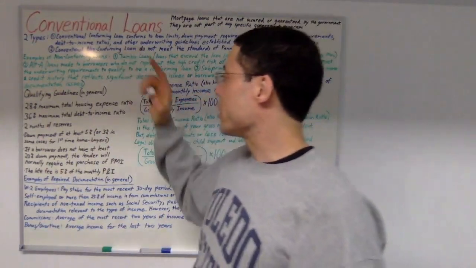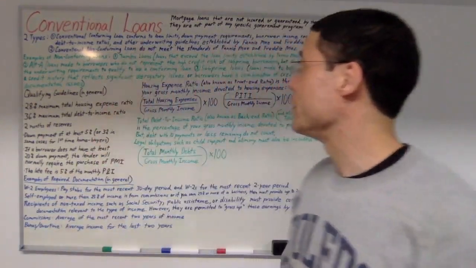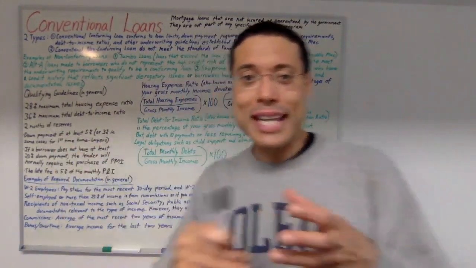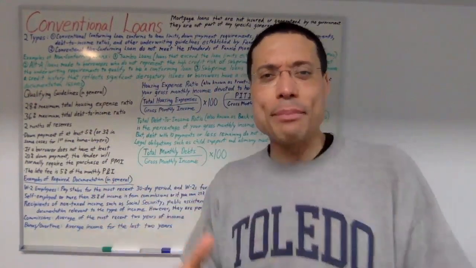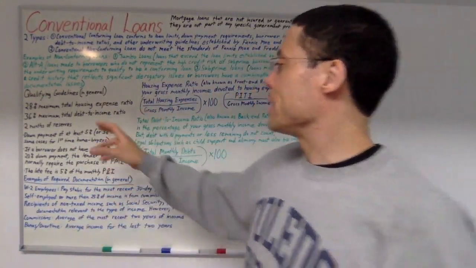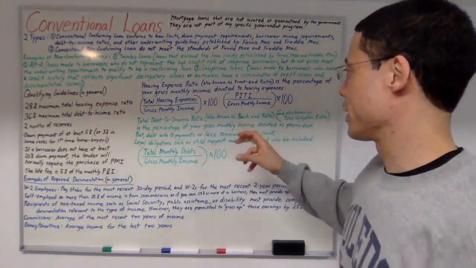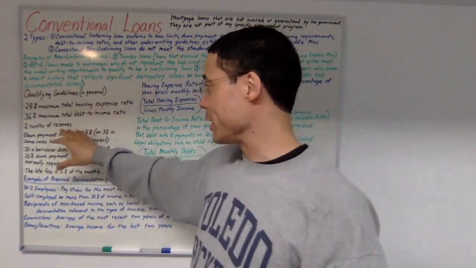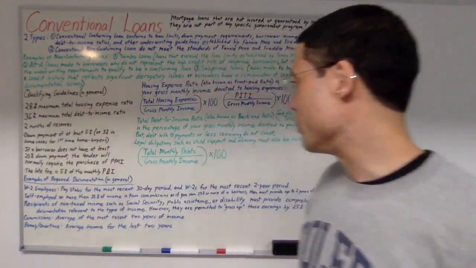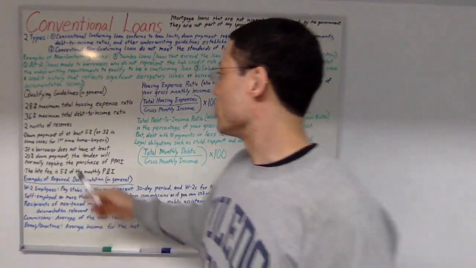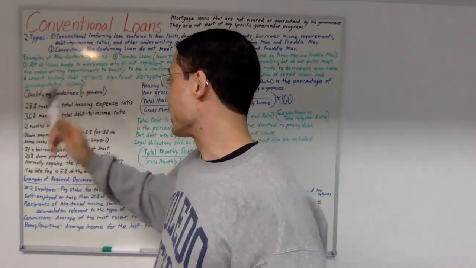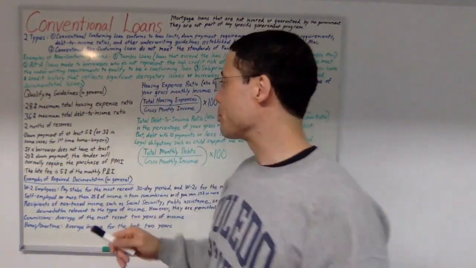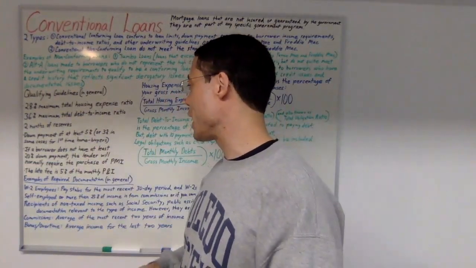Now, another general guideline regarding conventional loans is 2 months of reserves. The borrower must have 2 months of reserves. What does that mean? It means that the borrower must have 2 months worth of their housing expenses in savings. Another guideline is a down payment of at least 5%, or 3% in some cases for first-time home buyers.